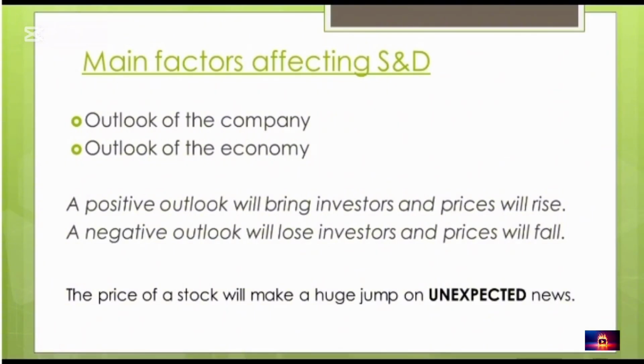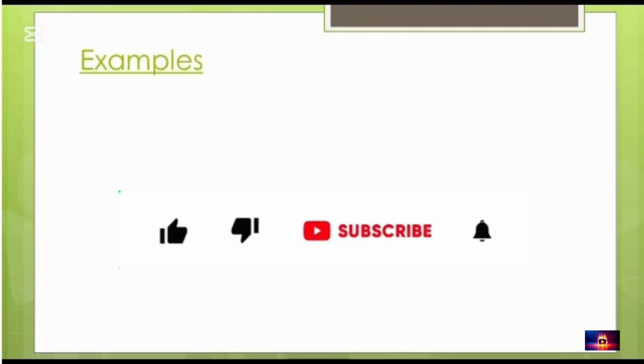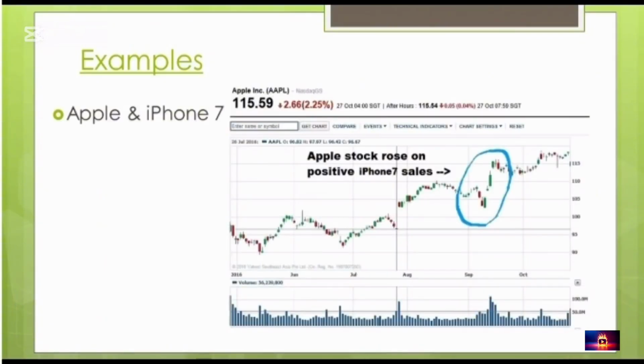So let's look at some examples to illustrate this. So the first example that we are going to look at will show you how positive news regarding a company will help raise the stock price. And for that, we are going to look at Apple and the iPhone 7. So when the iPhone 7 was released, it was quickly sold out in many places. And this was positive news for Apple as it showed that there was still a great demand for their phones. So investors picked up on this news and the stock price of Apple rose quickly after that.